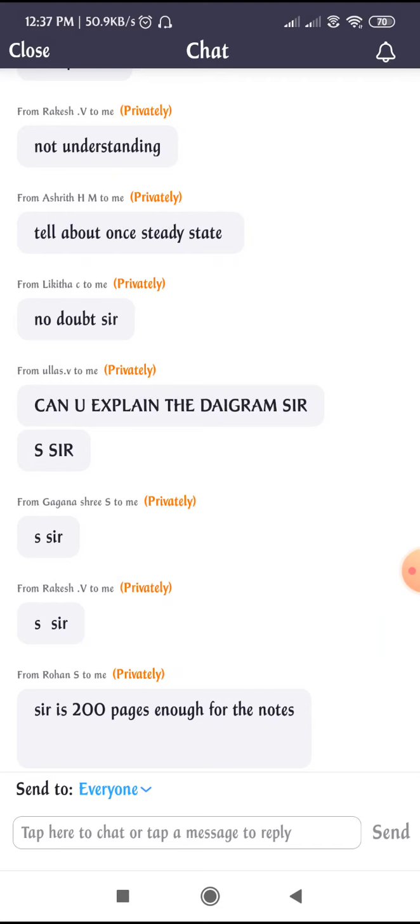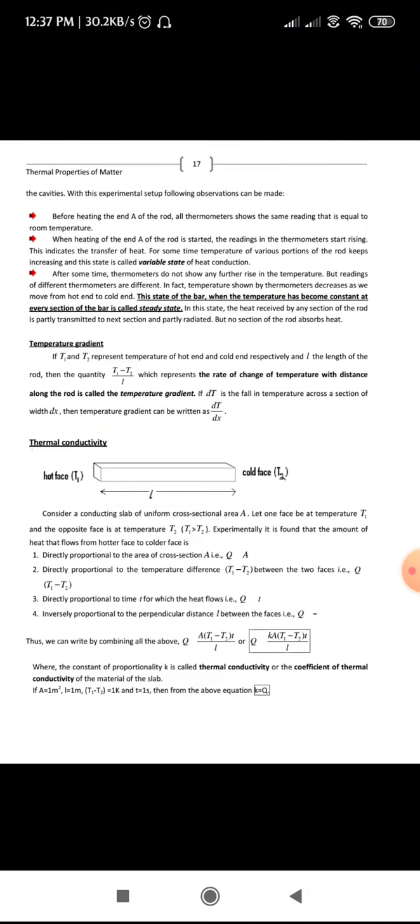Yes, Rohan, who said to write the notes? I'm saying from the beginning, no need of writing the notes. The PDF notes which I have sent are themselves the notes. Just write the questions which I say, make a practice of that. That is more than enough.